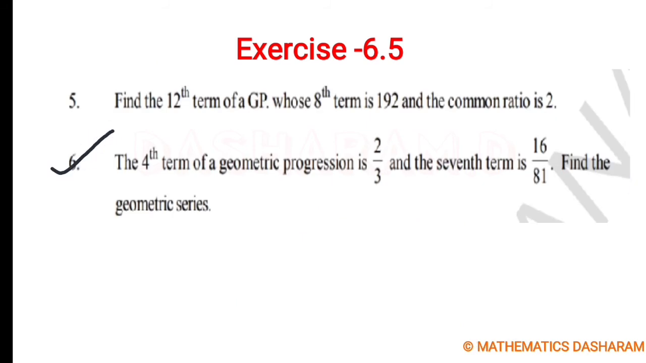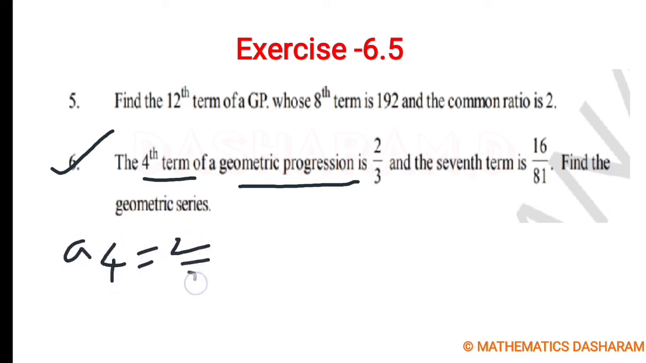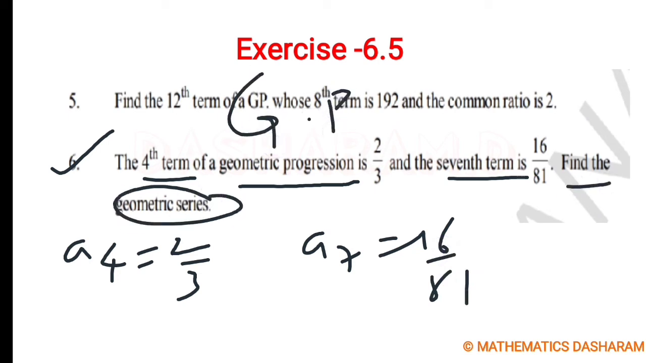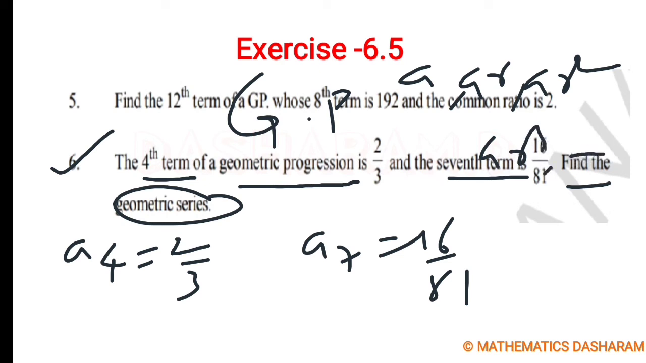Next, sixth question: the fourth term of a geometric progression is 2 by 3. So here the fourth term A4 equals 2 by 3, and the seventh term is 16 by 81, so A7 equals 16 by 81. Find the geometric series. So GP equals what? The geometric series is nothing but A, AR, AR square, AR cube, and so on. So here the A value and R value are required.